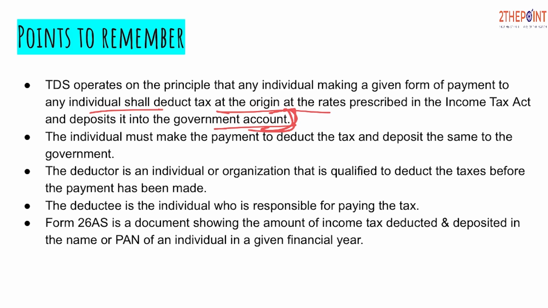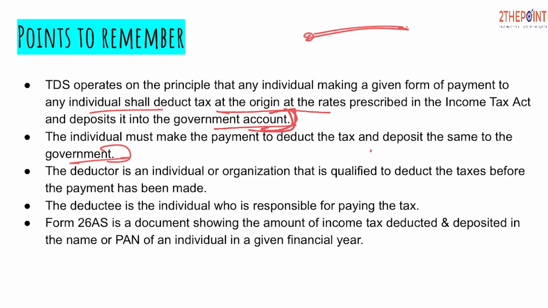The individual must make the payment, deduct the tax and deposit the same to the government. In order to deduct the tax, first the payment should be released. It is not possible that the tax is collected and no payment is made to the service providers. It is only when the payment is being released to the service provider that the tax will be deducted.